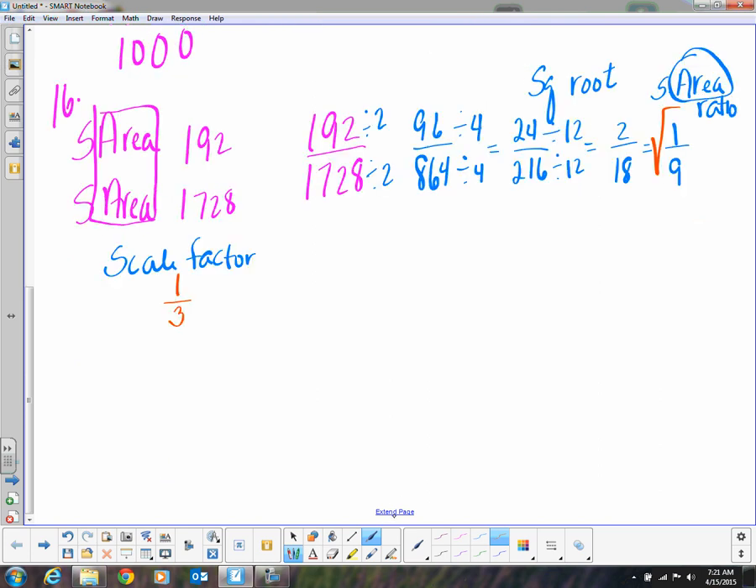What did they ask us? They said find the volume. But if I want to go to volume, I need my volume what? Ratio. How do I go from my scale factor? We can't go from area to volume. We have to go from area to scale factor. You always go to scale factor and then move from there. So what do I do to my scale factor to get volume?